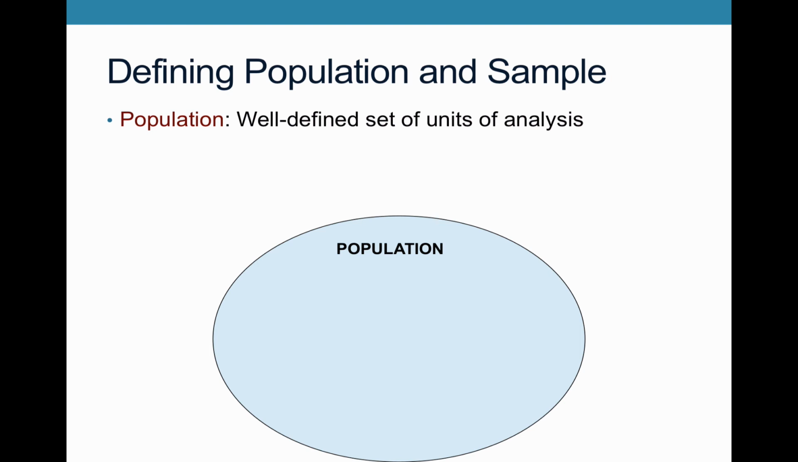So let's define what populations are and what samples are. A population is a well-defined set of units of analysis. Imagine that you're conducting a study of Colby students to see how the number of hours spent studying affects cumulative GPA. So your population here would be all Colby students.